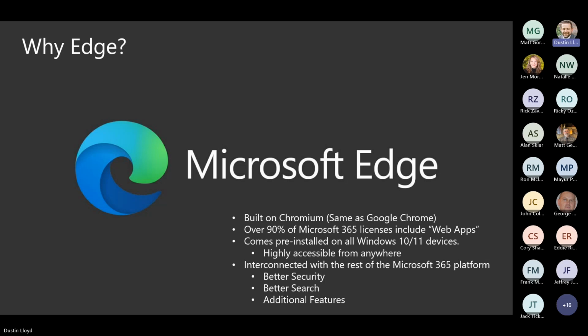Over 90% of the Microsoft 365 license SKUs include web apps, so regardless of the license SKU that your users are using, typically they have these web apps and can use Edge to function. Edge comes pre-installed on Windows 10 and 11 devices, so it's highly accessible. You can also get it on Android and iOS and things like that. It's also interconnected with the rest of the Microsoft 365 platform. So when we talk about the additional features like search and security, you actually get a better experience there than you would if you were using a Chrome or a Firefox or something like that.